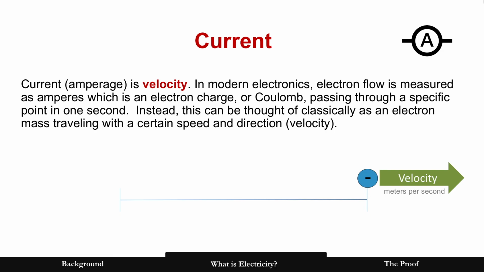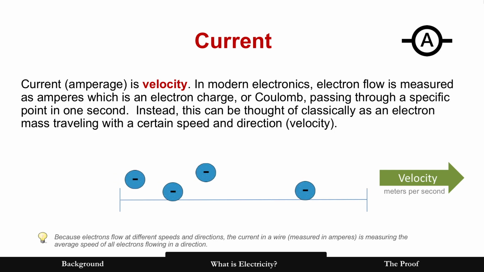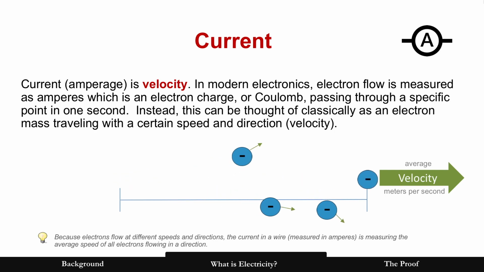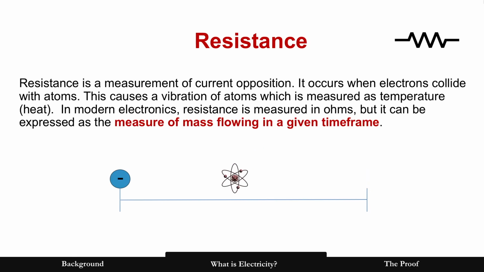The problem is we can't see a single electron, so current is actually measuring many different electrons. They're traveling at different speeds and directions, so really what we're looking for in current is the average velocity of all those electrons put together. Now, resistance.